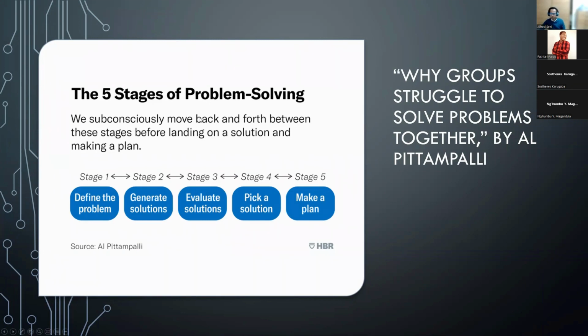So 5 stages of problem solving. Kwa hiyo tumeshaziona pale, define problem, generate solution, evaluate solution, pick a solution and make a plan. Ndio. So why do groups, kuna study sasa ilifanyika. One guy did a study. His name is Alfred Seni. He looked at why groups struggle to solve problems together, right?